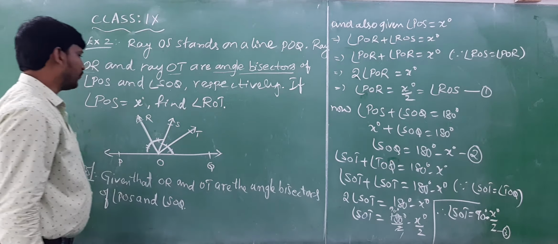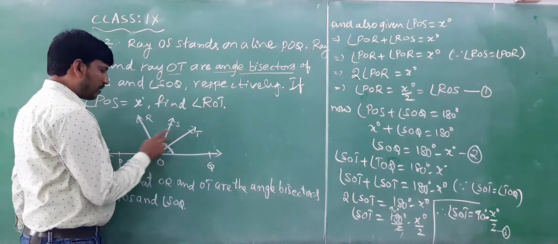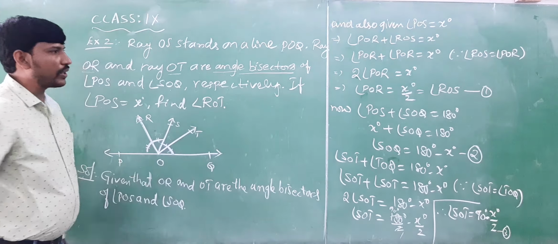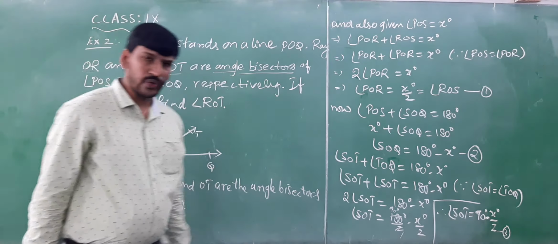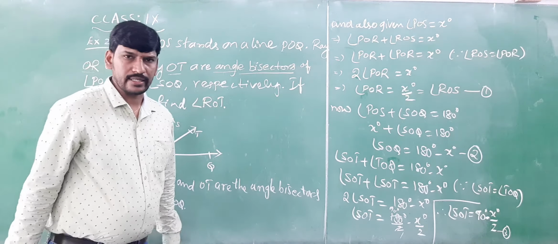Right? So find the ROT. ROT means the sum of these two. We got ROS and SOT. By adding those two, we get the answer. Copy this.